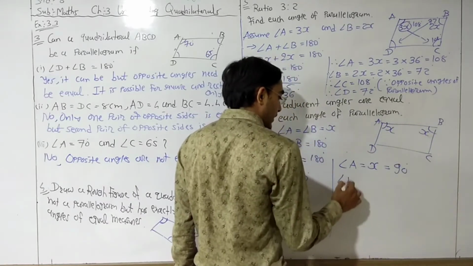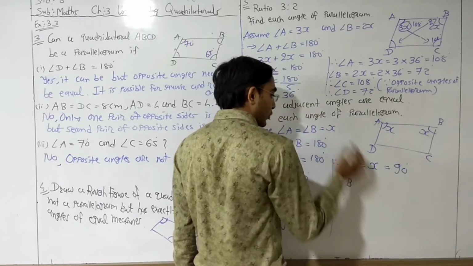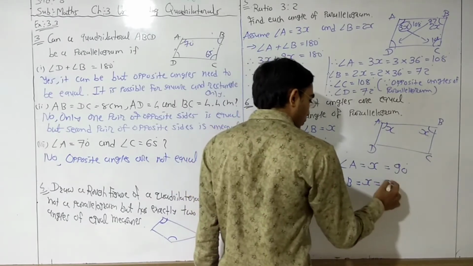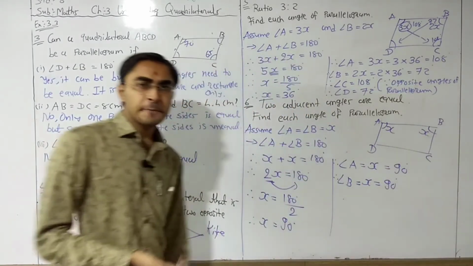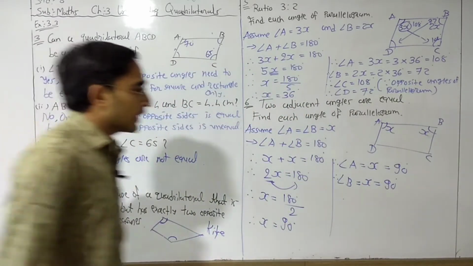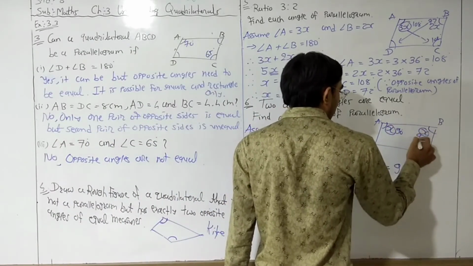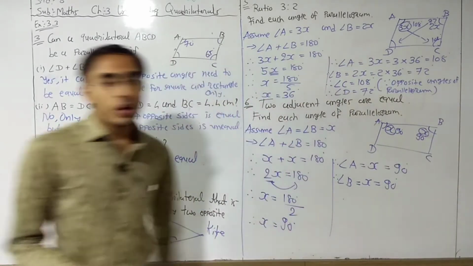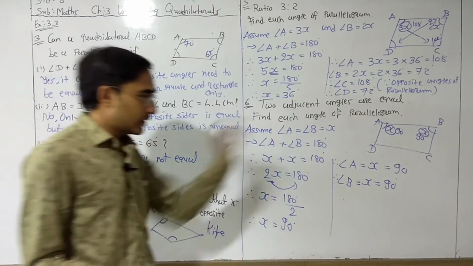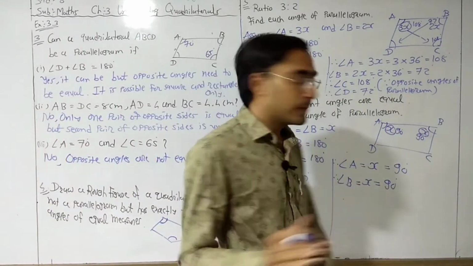Similarly for angle B, it is also x. So put the value of x as 90 degrees. So here we get the value of angle A is equal to 90 degrees and angle B is equal to 90 degrees. Now from that we can easily find the value of angle C and angle D.